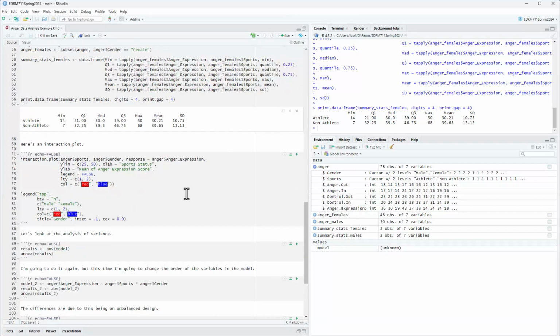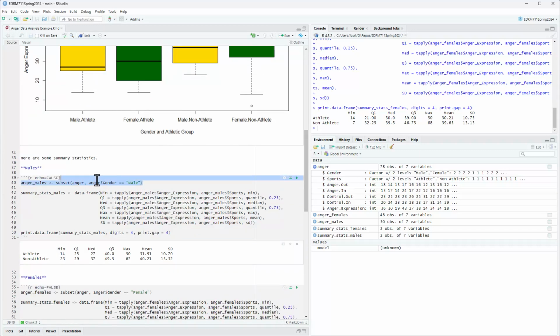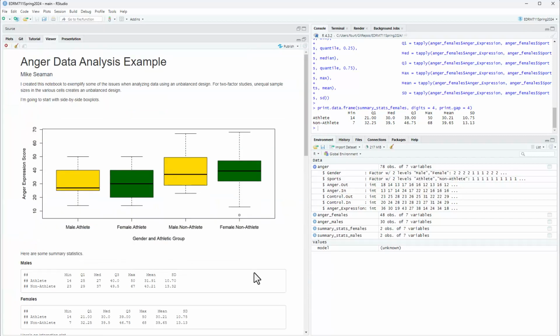So once I've done that, I'm now going to look at the analysis of variance. Remember, I created a model back up here in order to create the box plots. There's my model in which I'm looking, that's not the model, that's the subset. Here's my model in which I'm looking at anger expression as a function of gender and sports. Because I put in the gender by sports interaction, the main effects are going to be included as well.